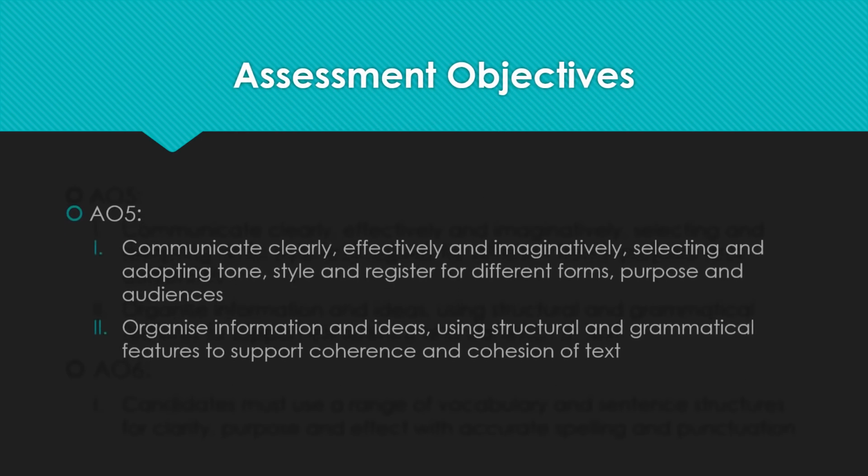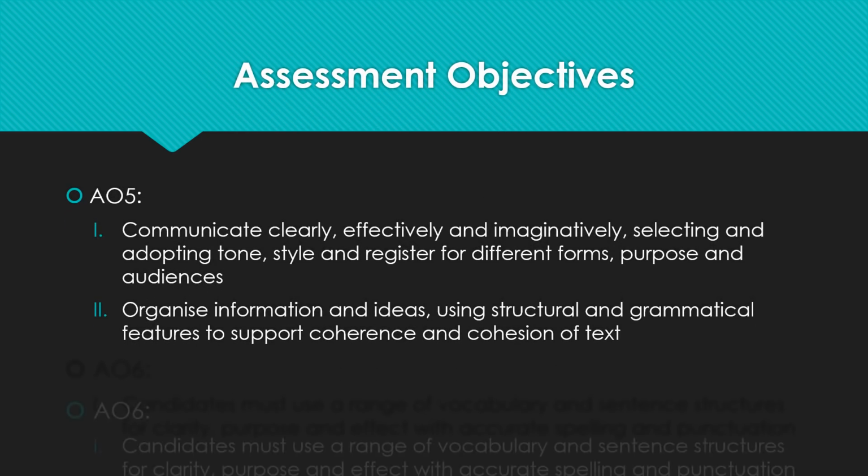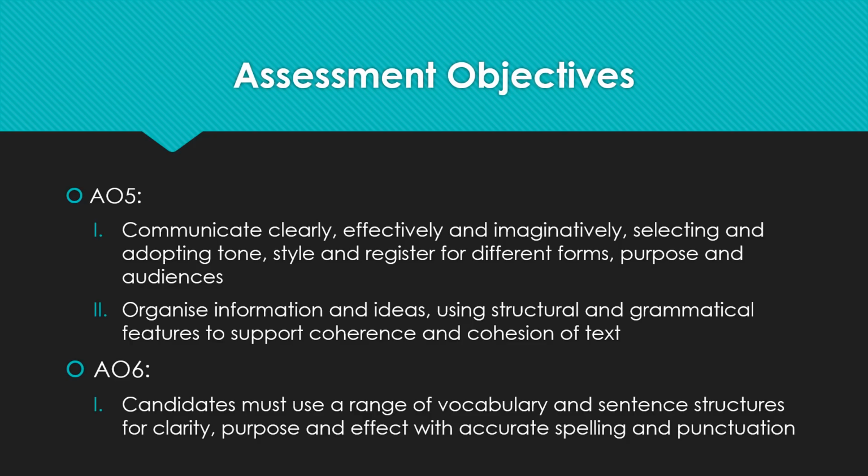So the assessment objectives: all question 5s have got the same assessment objectives. Communicate clearly, effectively and imaginatively, selecting and adapting tone, style and register for different forms, purpose and audiences. Organize information and ideas using structural and grammatical features to support coherence and cohesion of text. And AO6 says candidates must use a range of vocabulary and sentence structures for clarity, purpose and effect with accurate spelling and punctuation.